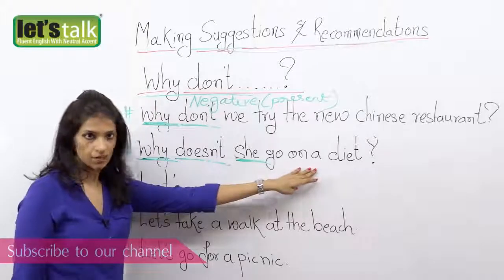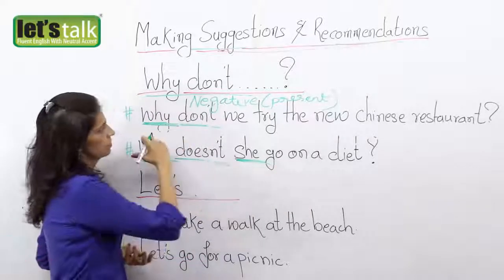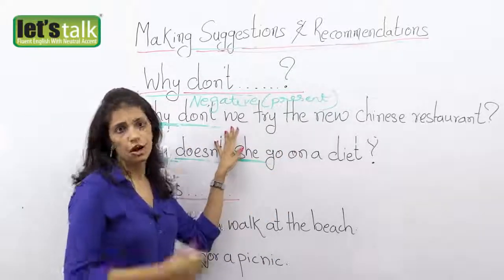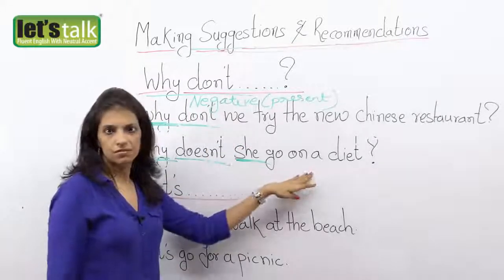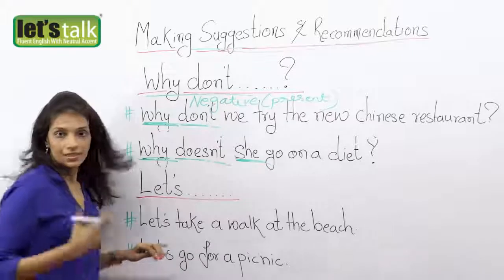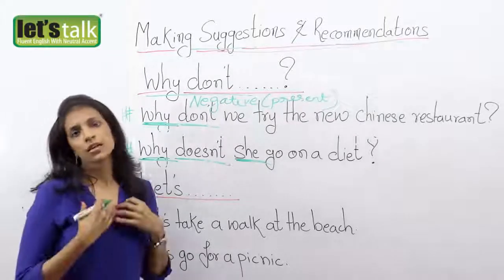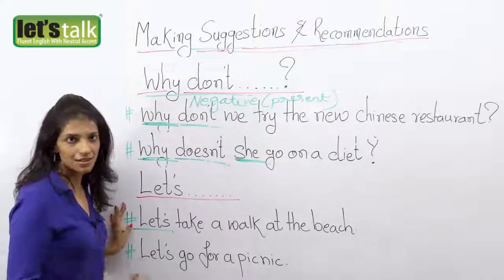So because I'm talking about a third person who's my friend, I say, why doesn't she go on a diet? Okay. Now please remember you can even use how about or what about. They're interchangeable like I said. So you can say how about trying the new Chinese restaurant or how about the new Chinese restaurant. Okay. Or what about going on a diet. Okay. Now the next is let's. We use this when we make a recommendation and of course you're part of it because this is a contraction of let us.